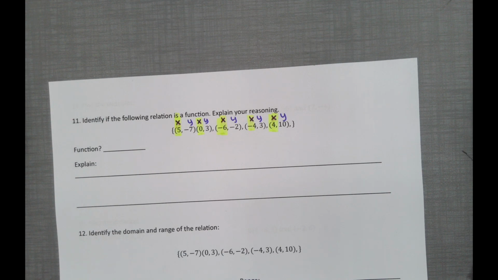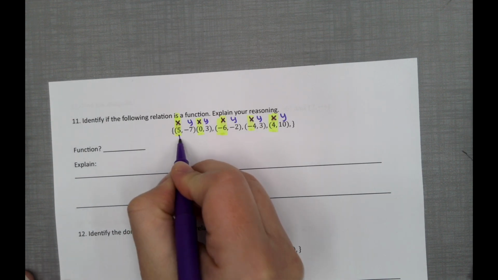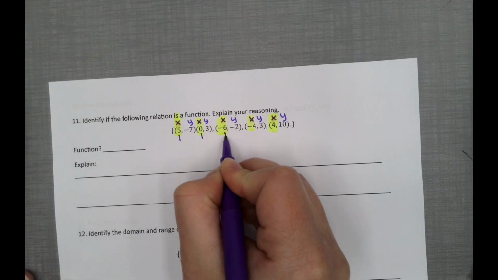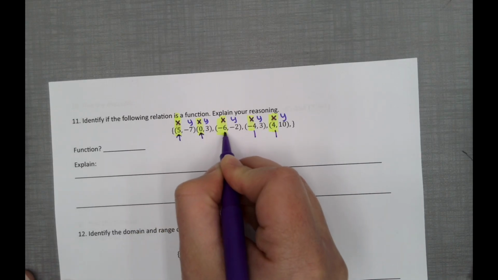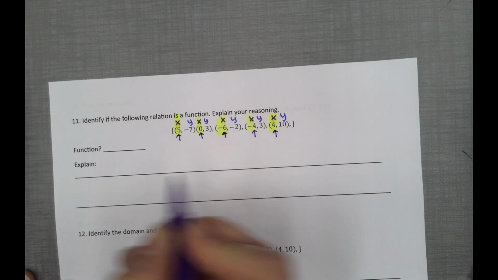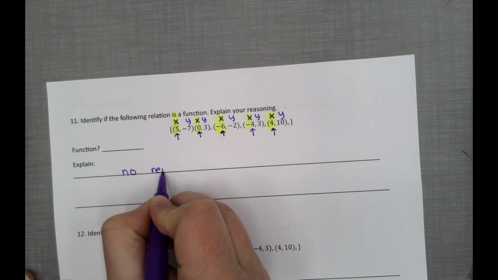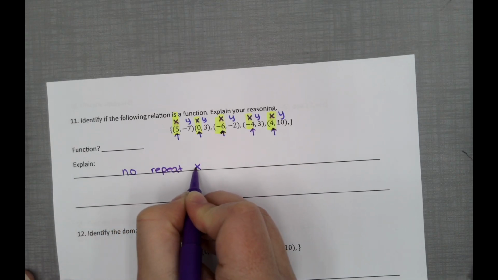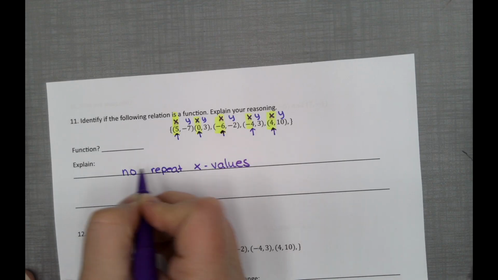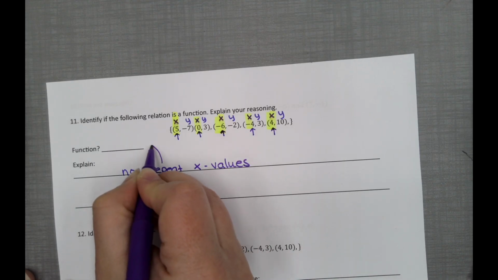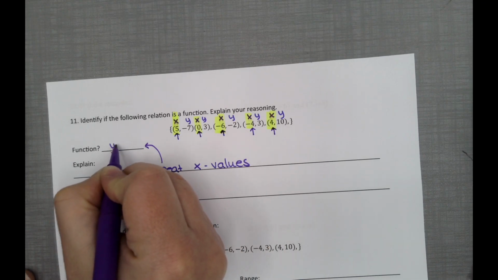Now, we're mostly interested if there are any repeated numbers. So 5, 0, -6, -4, and 4. All of these x values are different. So no repeat x values. Which means if it's no repeats, that means yes, it is a function.